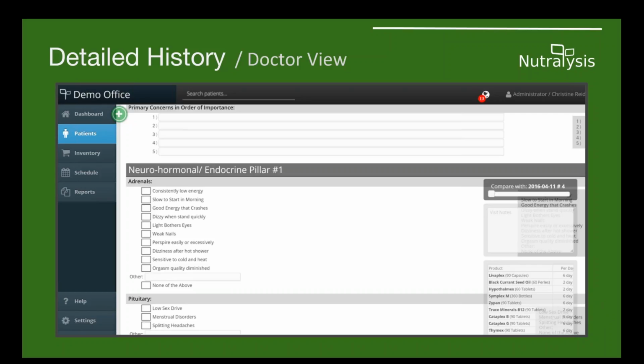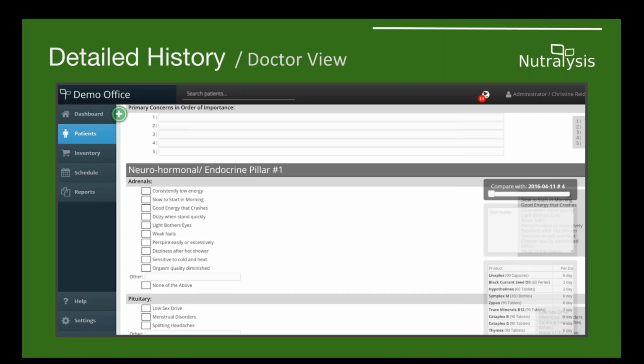And what I found the most important piece of this, and it actually came up in the seminar this weekend, is the way that Dr. White teaches. He teaches to spend the time asking each one of these questions. He says these questions extremely fast. So, are you having any trouble with energy, slow to start in the morning, good energy that crashes, or you get dizzy when you stand up quickly, like that.